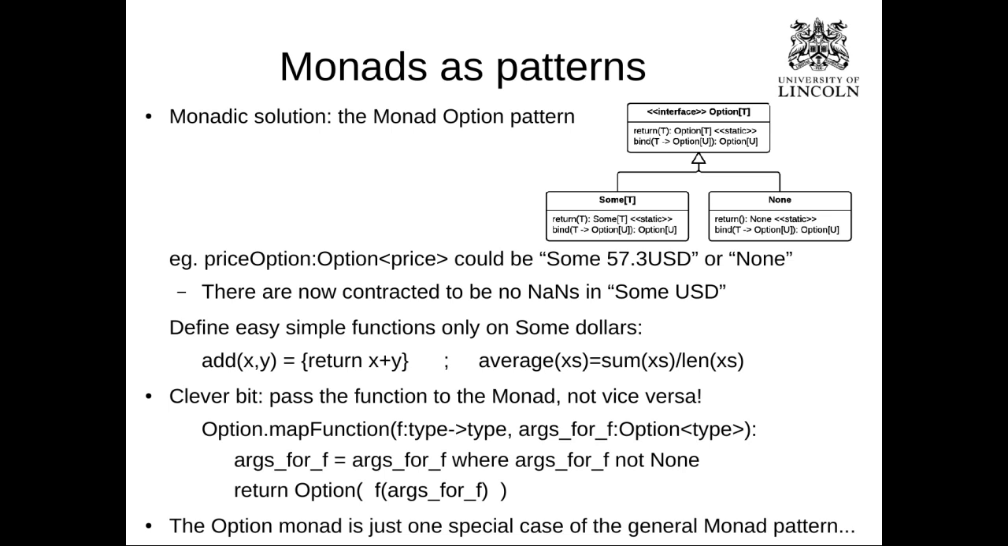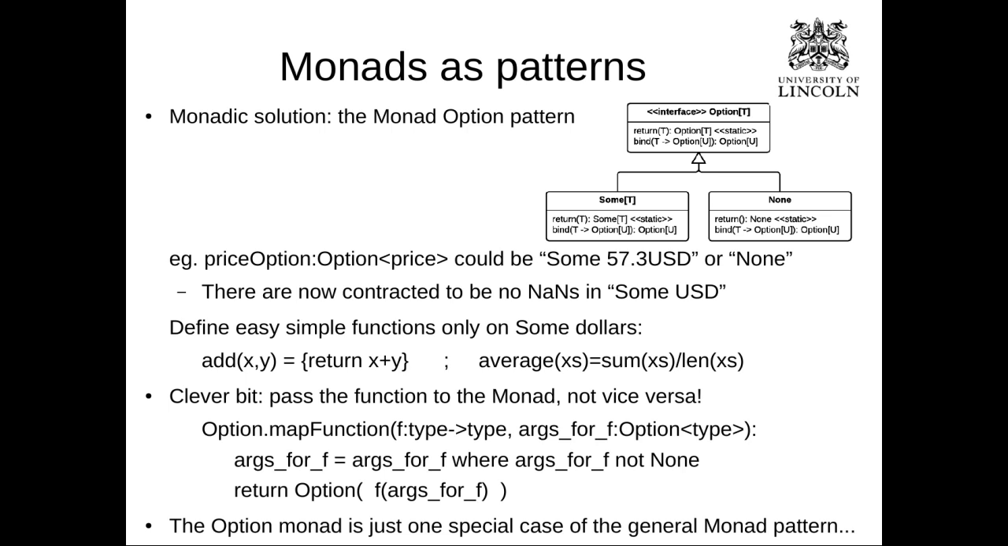Assume we have an existing class called price, and we create the option class, which is templated on an underlying type. So in this case, we're going to apply the option monad to price. We're going to create something called a price option whose type is an option of price. And the option monad has two subclasses which inherit from it.